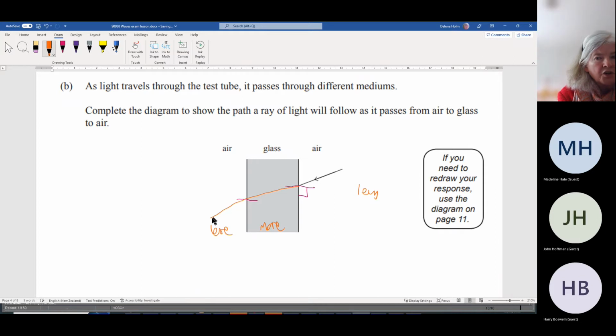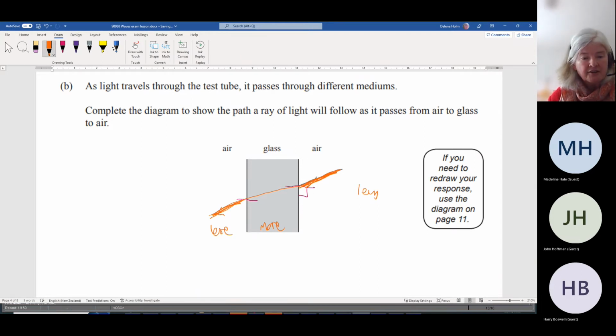Now, when you draw it going away from the normal, this is a very bad diagram because this light ray over here should be parallel to that light ray over there. Okay, so if those aren't parallel, you've not drawn a very good diagram like this one. This is not a good diagram, but you get the idea.